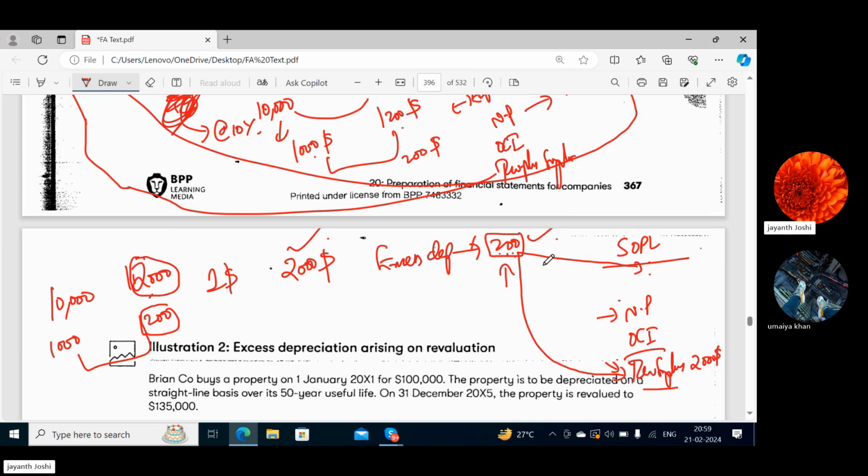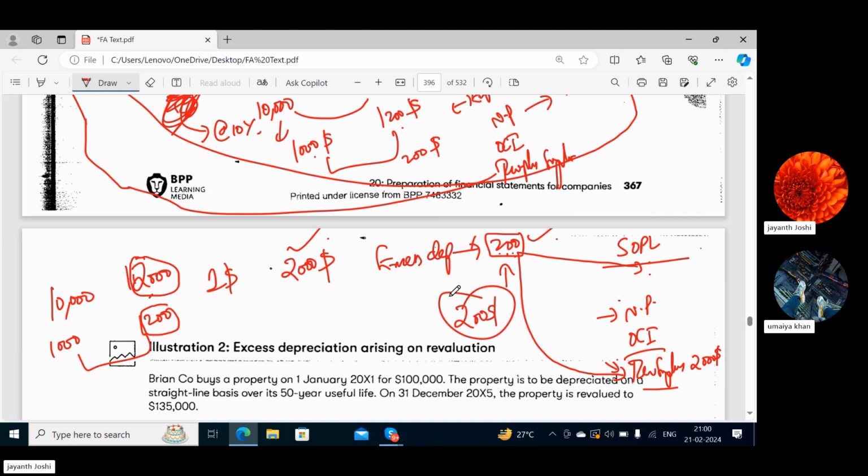Then what is happening? Unnecessarily SOPL's net profit is getting reduced by this $200. Am I right? In actuality, which account should be affected because of this? This particular revaluation surplus account. Correct or wrong? I'm explaining: the depreciation is in SOPL and the 2,000 is in OCI.